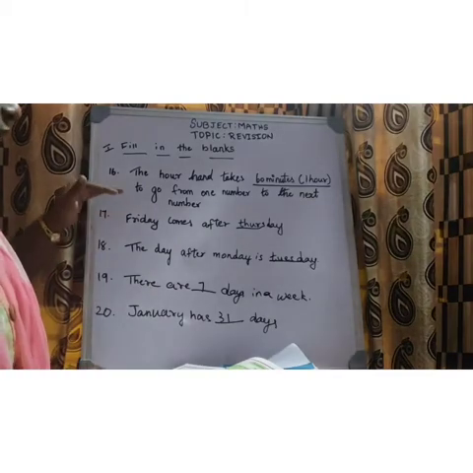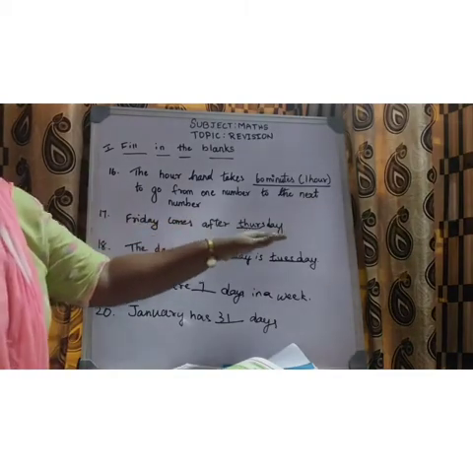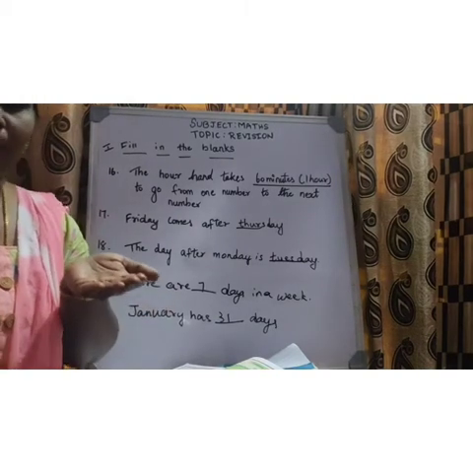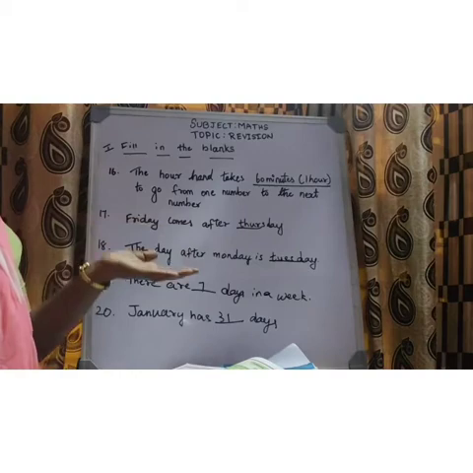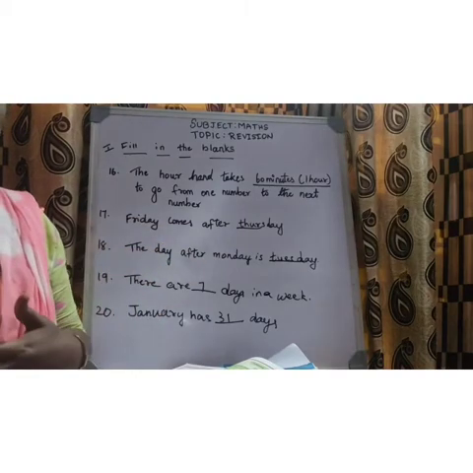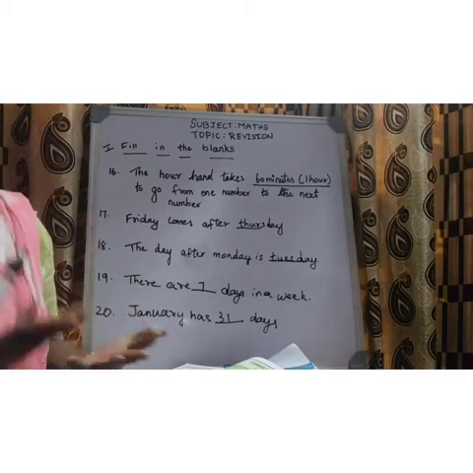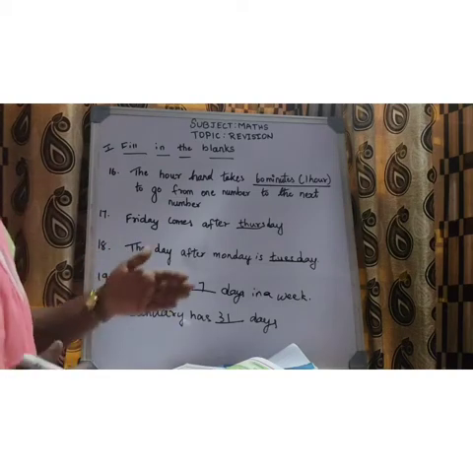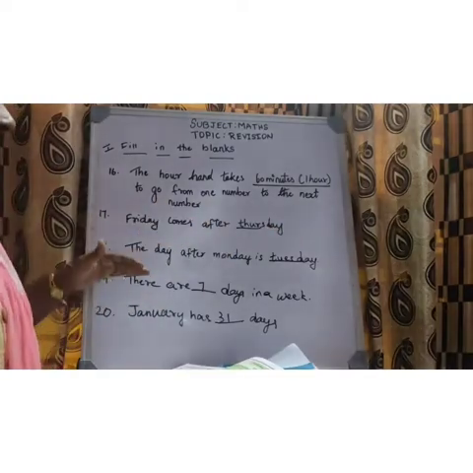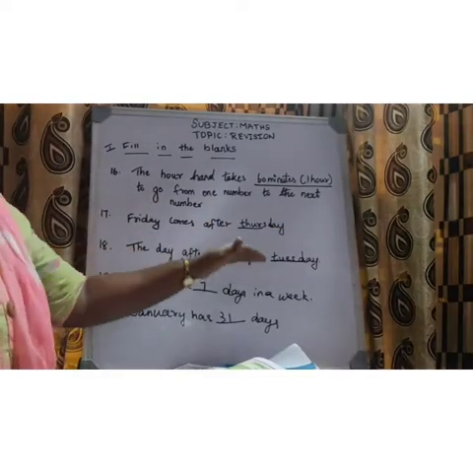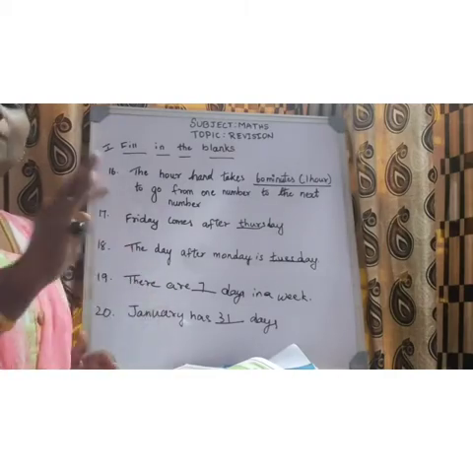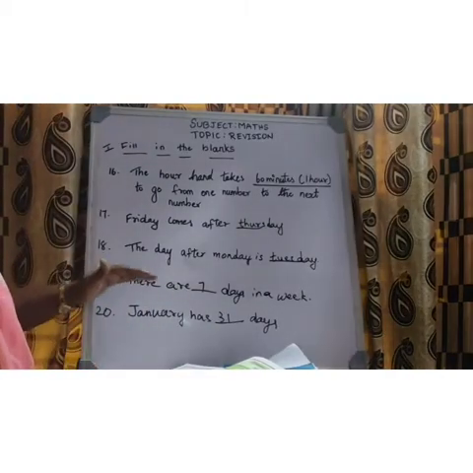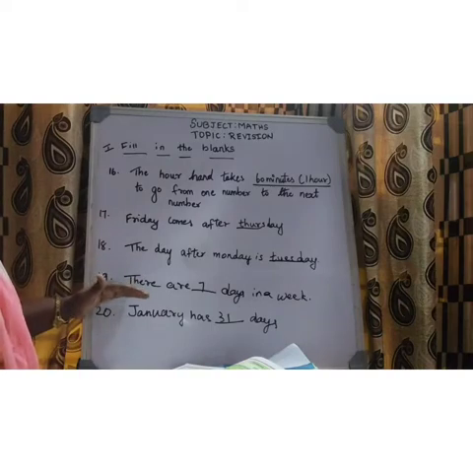The next one: Friday comes after dash. Friday comes after which day, children? It comes after Thursday. This question can be asked in this way also: the day before Friday is Thursday. Thursday is the answer. The day after Monday is what? After Monday, what day comes? It is Tuesday.